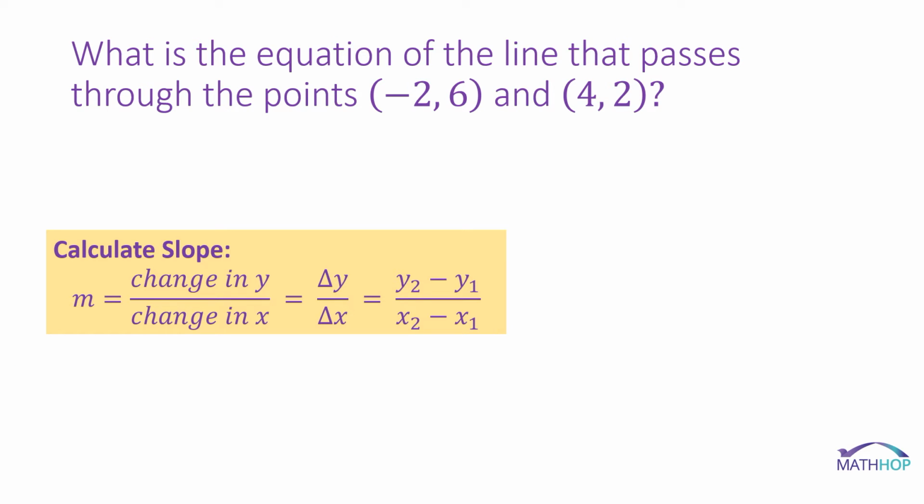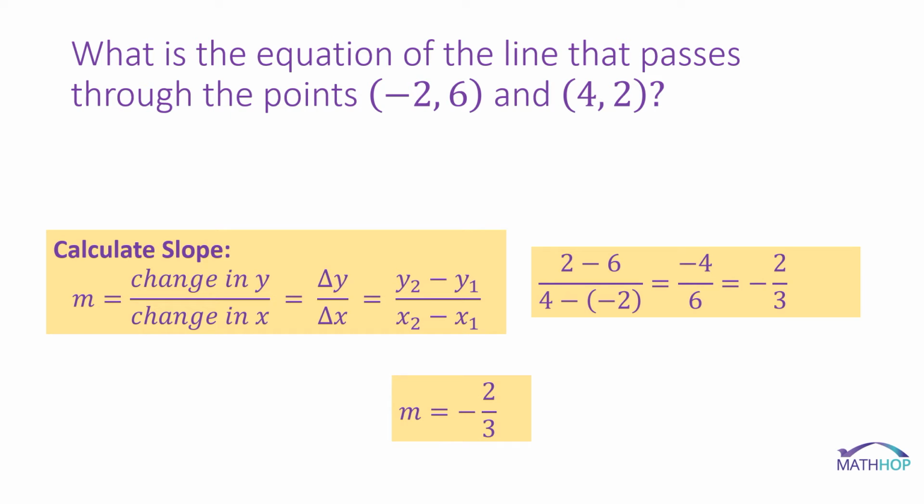Okay, so let's look at the change in y. If we label this unofficially x1, y1, and this x2, y2, then the change in y would be 2 minus 6. The change in x would be 4 minus negative 2. Don't lose that negative. So 2 minus 6 is negative 4. 4 minus negative 2 is really just 4 plus 2. So you get negative 4 over 6, or negative 2/3. So what do we know from that? We know m is negative 2/3.